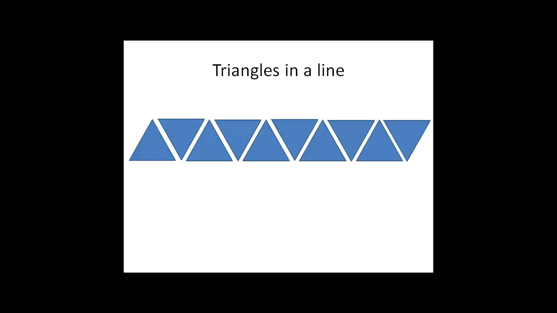Did you predict that the 10th triangle would point down? If you did, good job. The 10th triangle is an even triangle, and as you can see in the pattern, all of the even triangles point down.